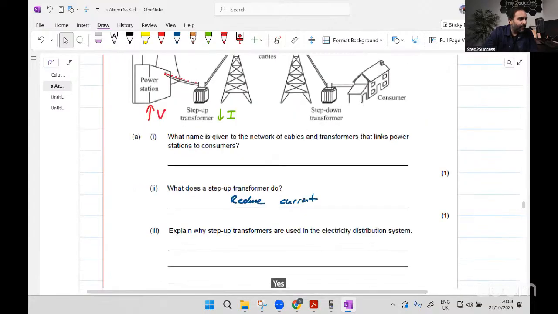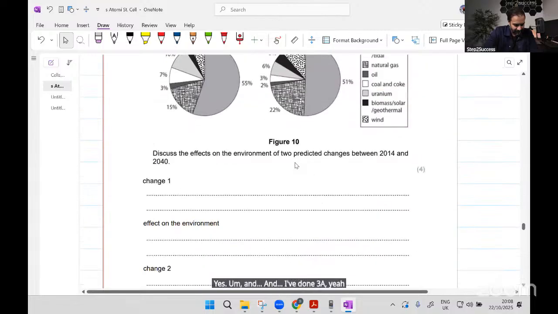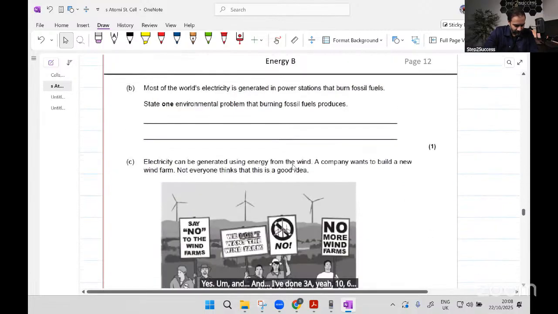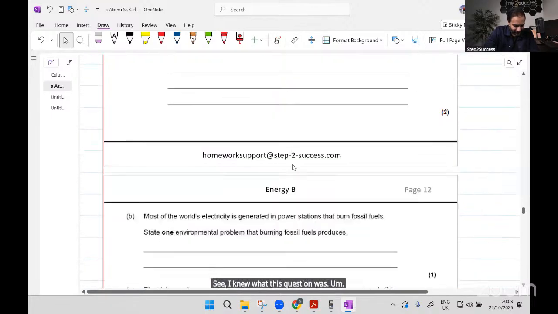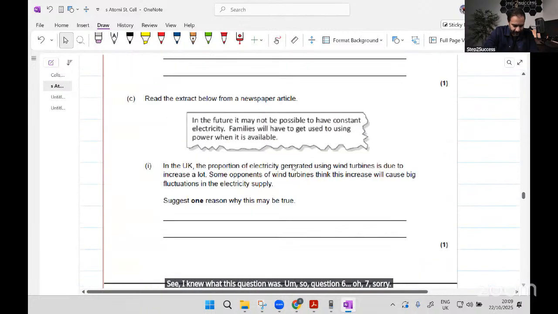Yes. And done 3A, year 10, 6. See, I knew what this question was. So question 6C part two, this one.